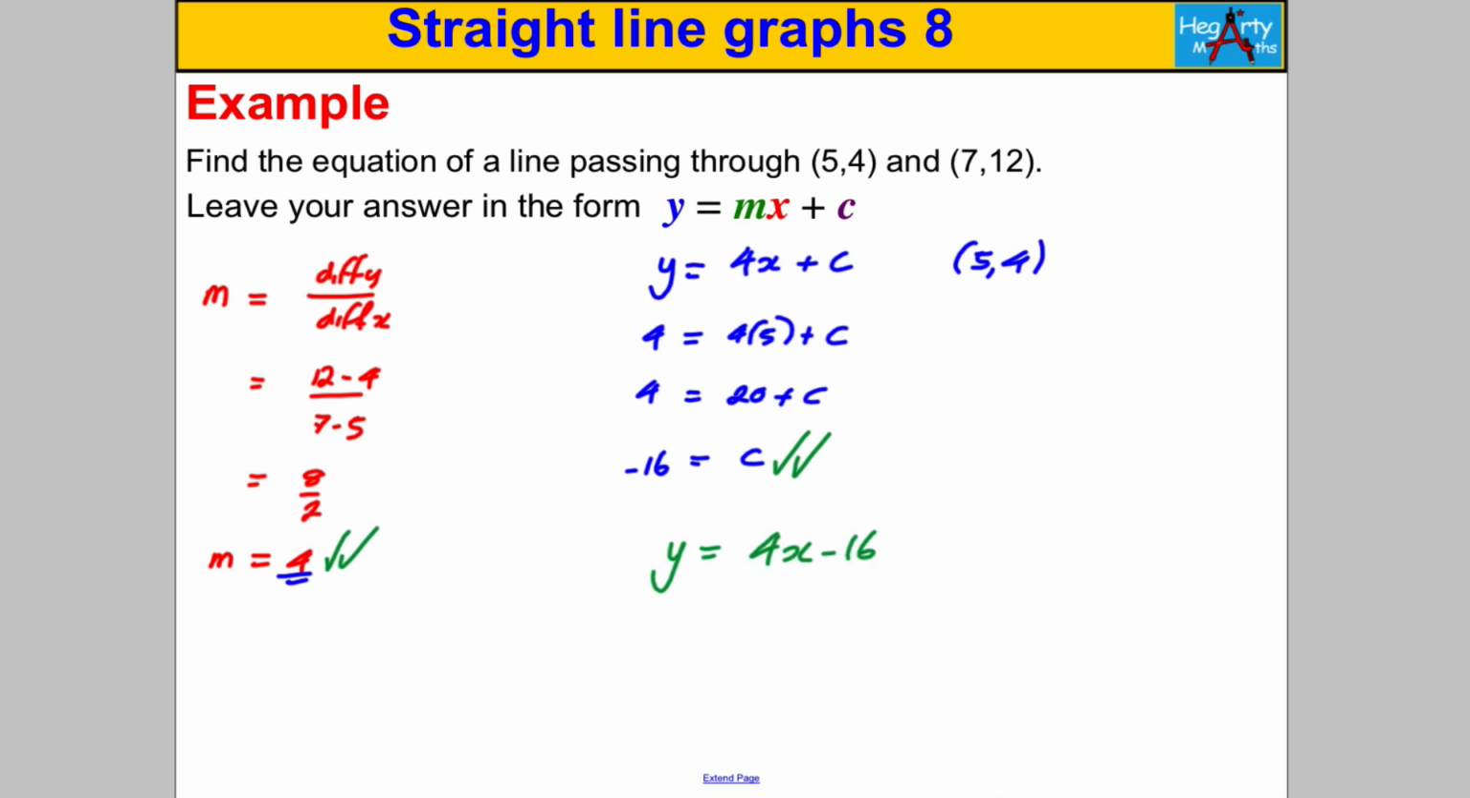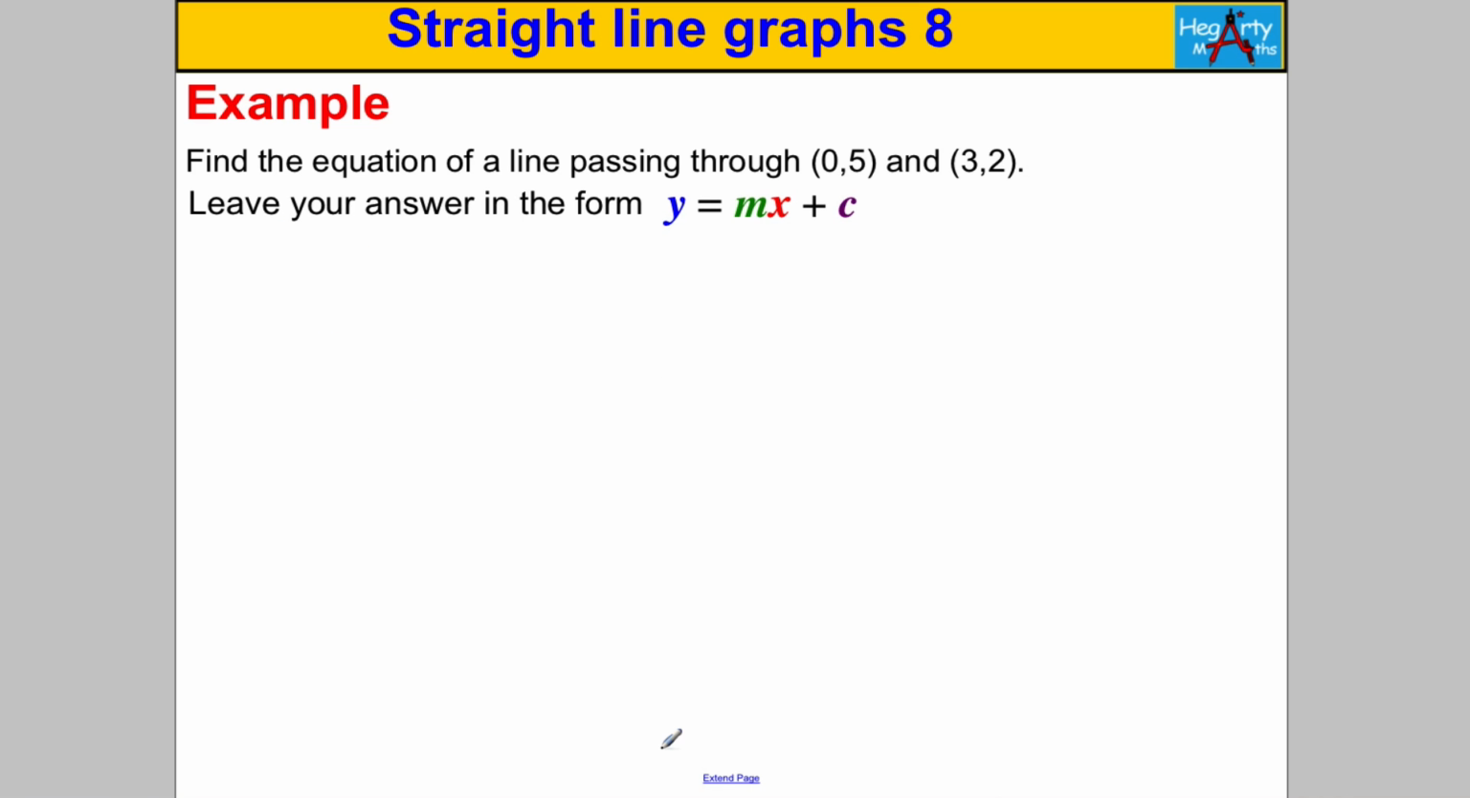Okay, next one. Pause the video, have a go. Same old stuff. M here is the difference in y divided by the difference in x. That's always our step 1. So that's going to be 2 subtract 5 divided by 3 subtract 0. 2 subtract 5 is negative 3. 3 subtract 0 is positive 3. And negative 3 divided by 3 is going to be negative 1. So m is negative 1.